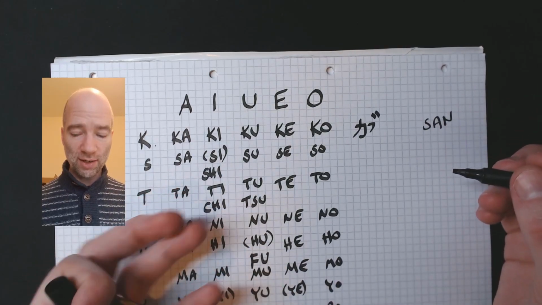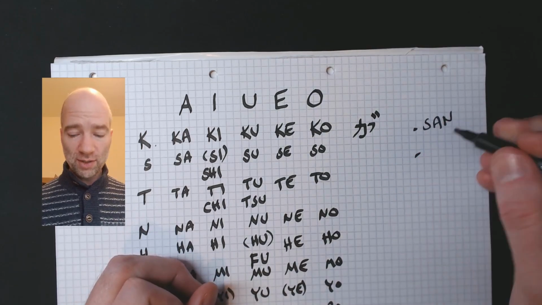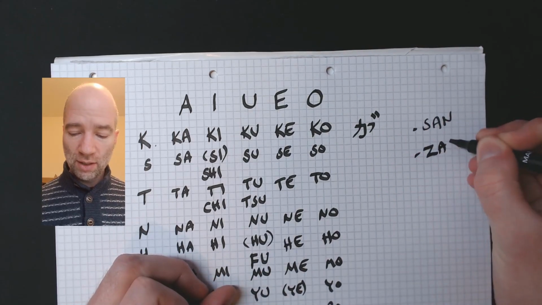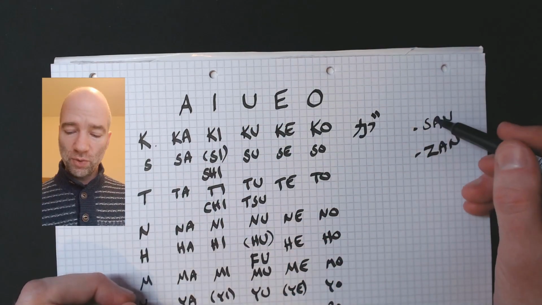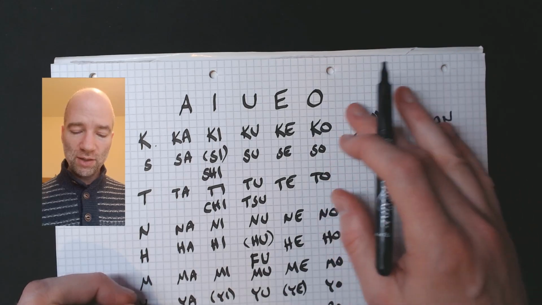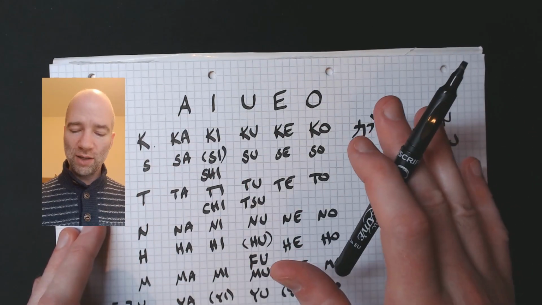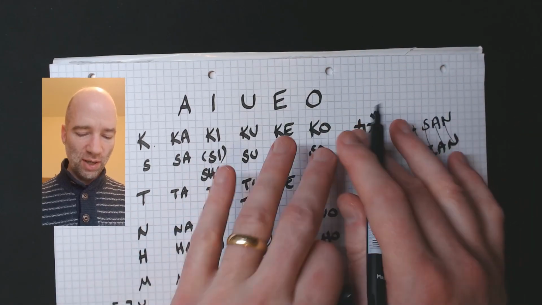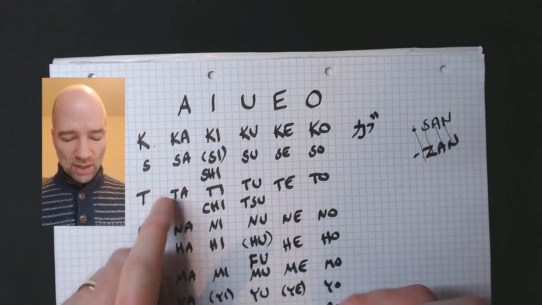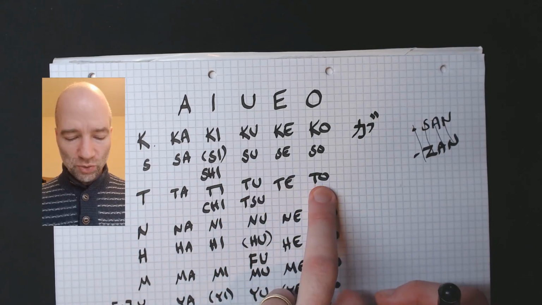But in some contexts, depending on what comes before it, it can become zan. That can happen with other sounds as well. So these are the voiced varieties of the same syllables, and they often have a very close connection to the original. So da, ji, ju, de, do.